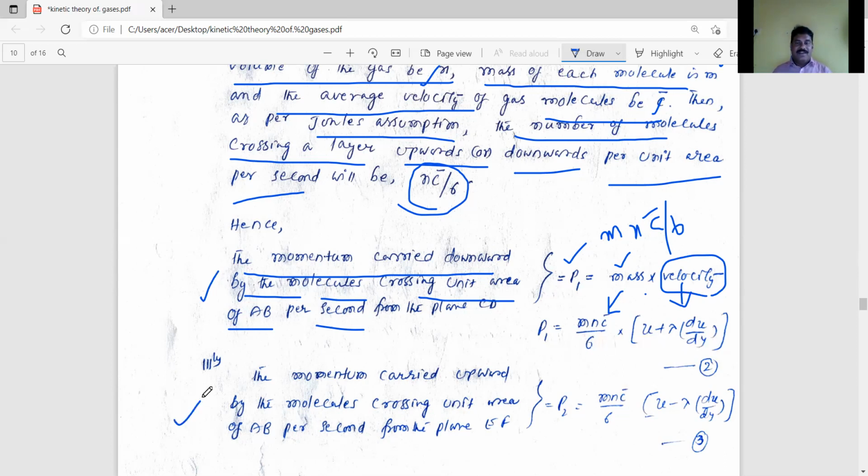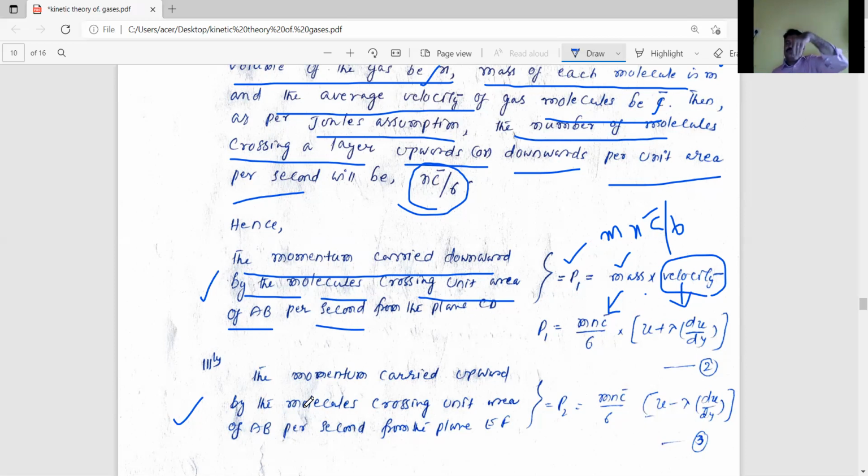Similarly, I can write the momentum carried in the upward direction from EF layer to AB layer per unit area per second will be P2 equal to mass into velocity. Already we have written the mass, m n c bar by 6, into the velocity of the molecules in the EF layer, u minus lambda du by dy. So I have split the transport of momentum in the upward direction and in the downward direction.